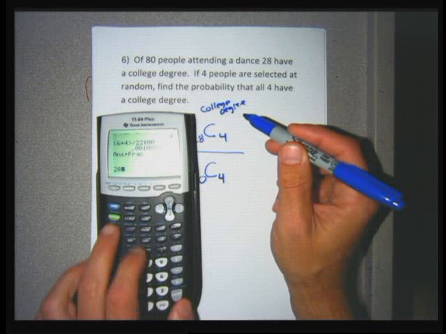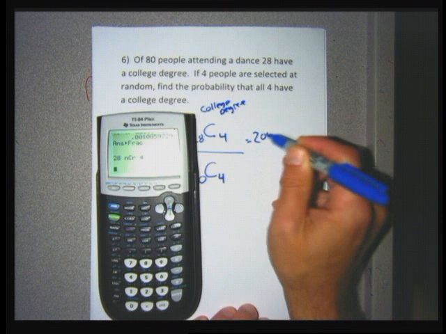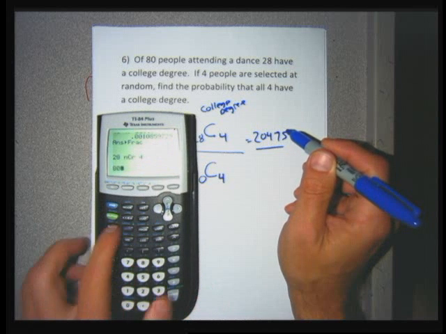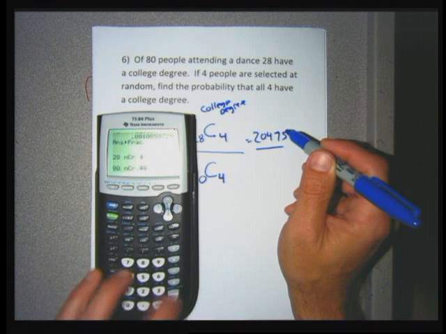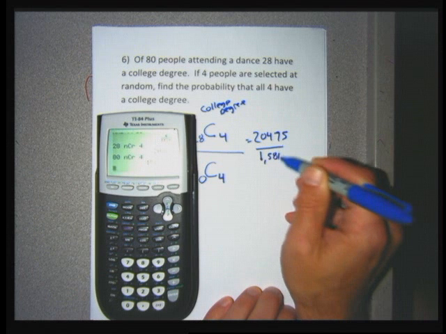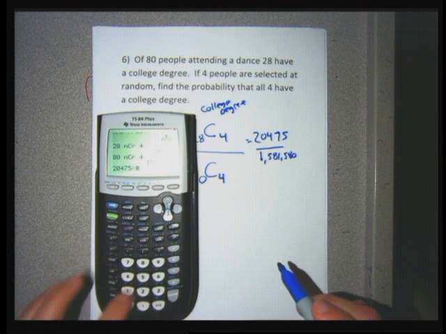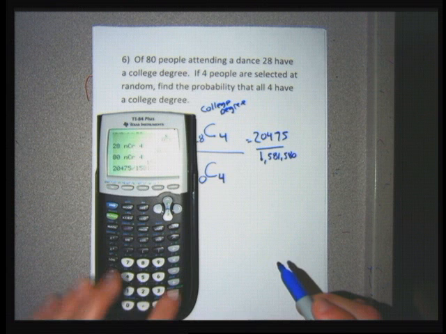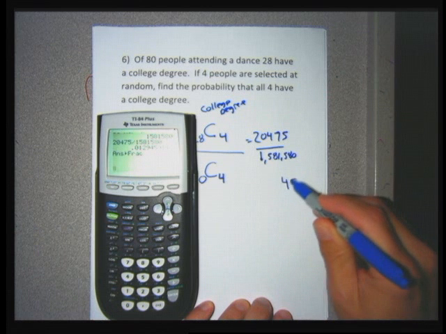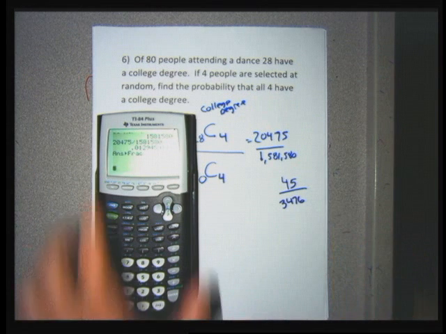So if I do 28C4, I get 20,475 for the top, and then the 80C4 is going to be a really large number. It's 1,581,580. I could reduce this by 5, but I won't. I'll let my calculator reduce, and whatever it tells me, I'm going to live with that. I guess if I can intuitively reduce it, my calculator also can. So for an answer to number 6, I'm going to write 45 over 3476.